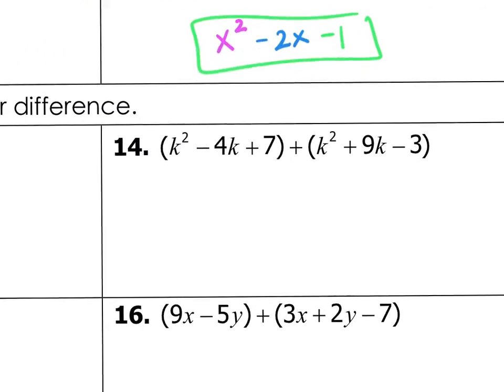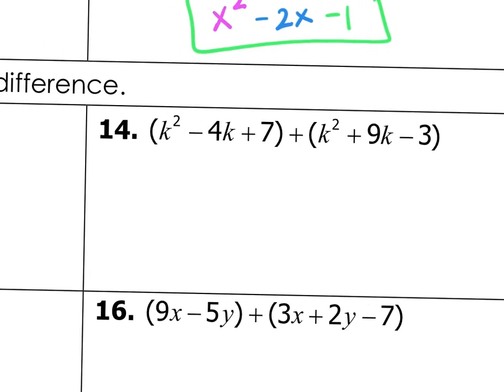All right, I'm going to go ahead and do 14 with you. So it is just being added again. So I'm going to look for like terms, starting with my highest degree. So I have a k squared and a k squared. 1k squared and 1k squared makes 2k squared. Then I have a negative 4k plus 9k. So negative 4 plus 9 is a positive 5k.